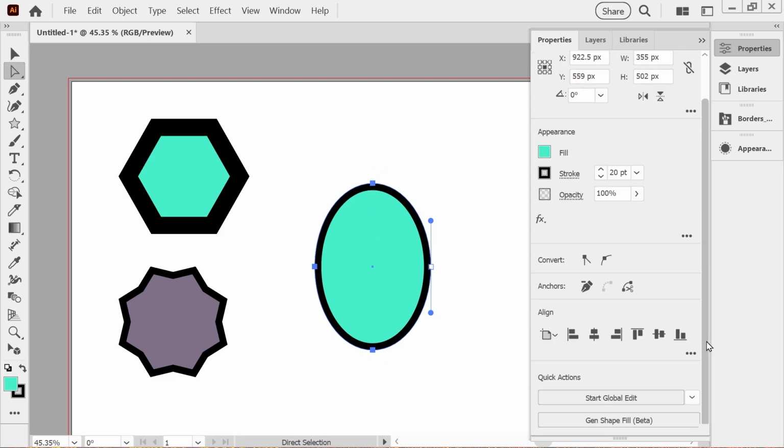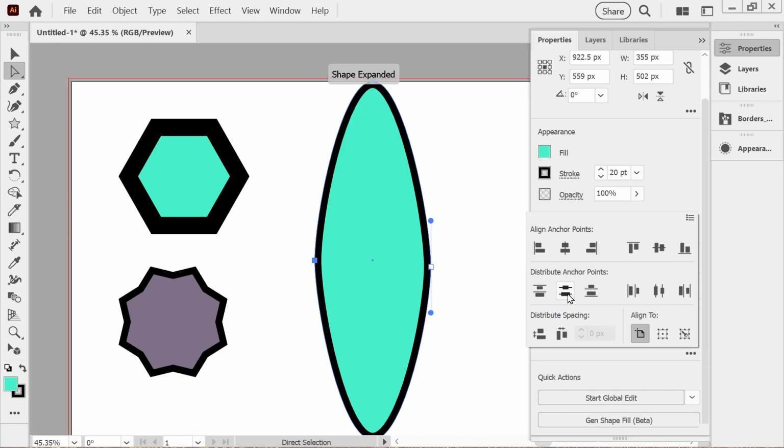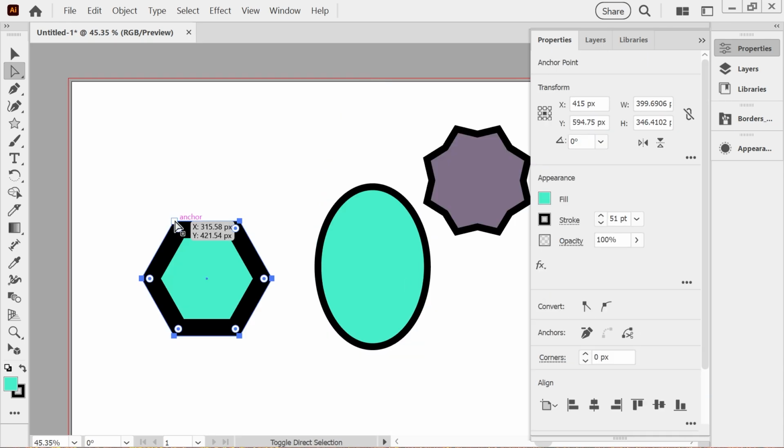bottom? What you could basically do is you could distribute the anchor points like that, right? So you distributed the anchor points so that this is equidistant from this point, and that's the same as the bottom one, right? Let's try it with this one. See what happens this time.